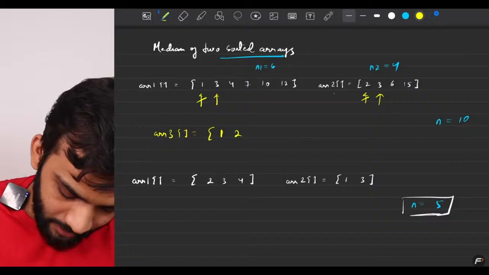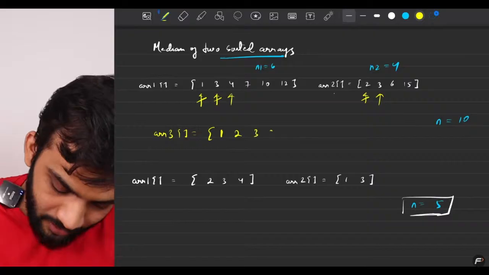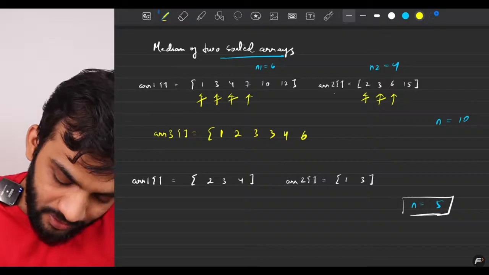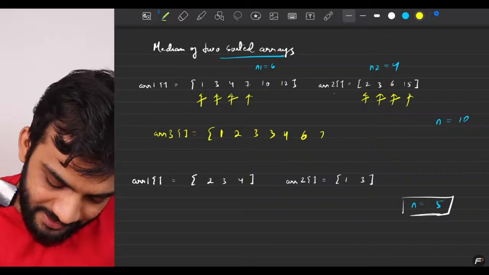Will I take 3 or 4? I'll take 3 and I'll move. Will I take 6 or 4? I'll take 4 and I'll move. Will I take 6 or 7? I'll take 6 and I'll move. Will I take 7 or 15? I'll take 7. I'll move.